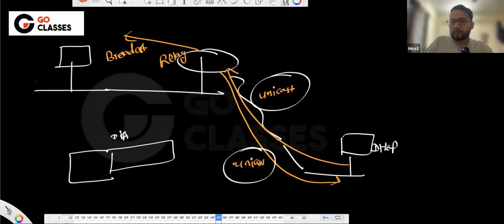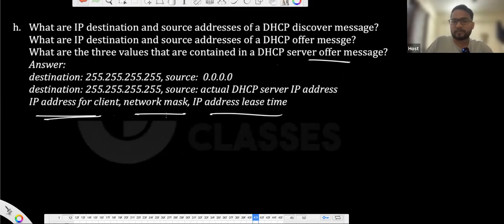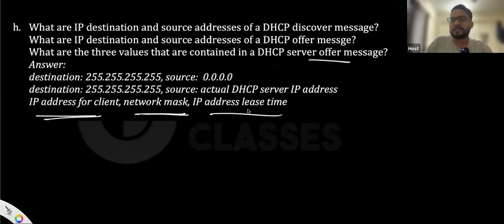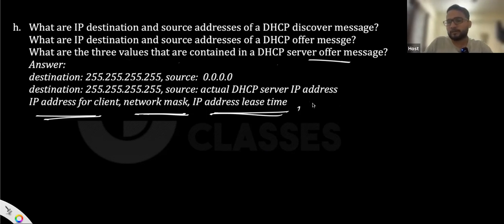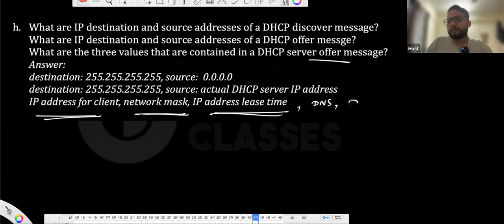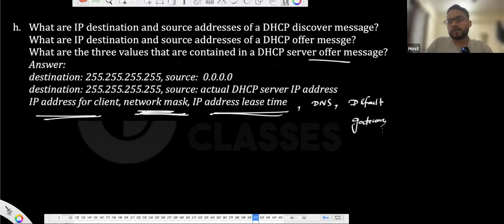Yeah, this contains a few things, I mean, IP address and these things, right? This contains the IP address of the client, network mask, and for how much time I'm giving the IP address, something like that. Maybe more things also. They have just asked for 3 values, that's why there are just 3 values. But yes, there will be a DNS address, there will be a default gateway address, something like this. Network mask, yeah, network mask is already there. So there will be multiple things.